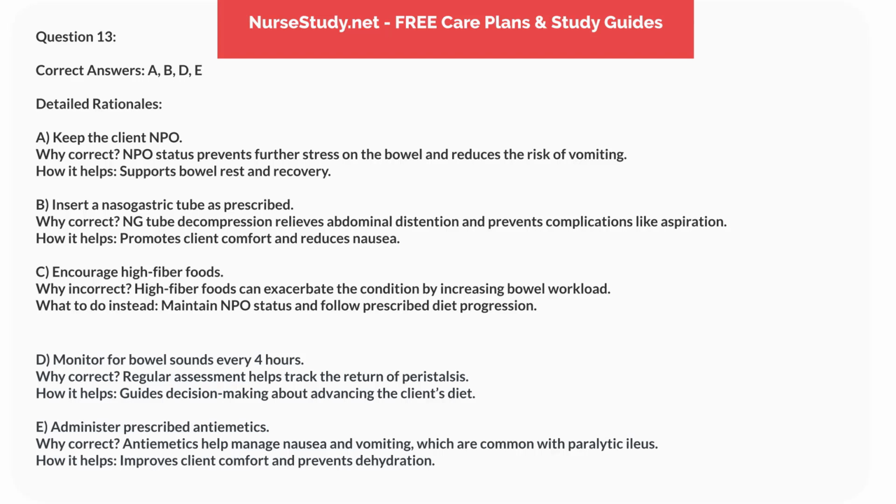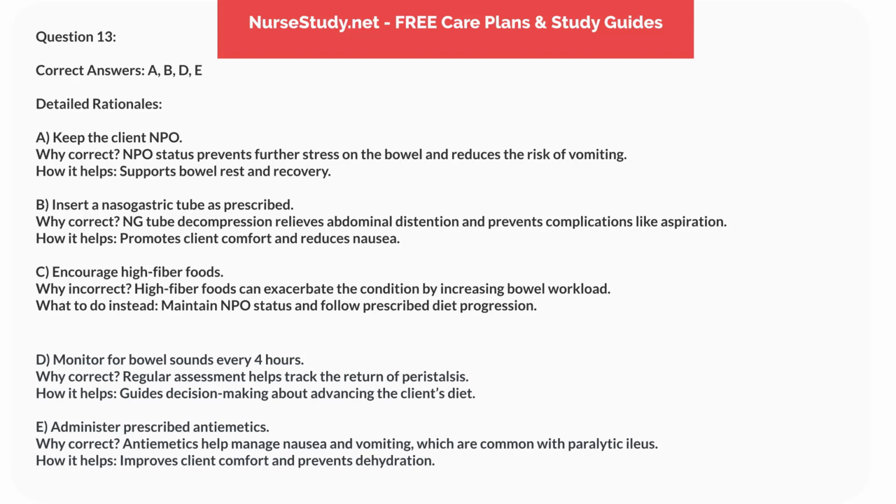Detailed rationales. A. Keep the client NPO. Why correct? NPO status prevents further stress on the bowel and reduces the risk of vomiting. How it helps: supports bowel rest and recovery. B. Insert a nasogastric tube as prescribed. Why correct? NG tube decompression relieves abdominal distension and prevents complications like aspiration. How it helps: promotes client comfort and reduces nausea.